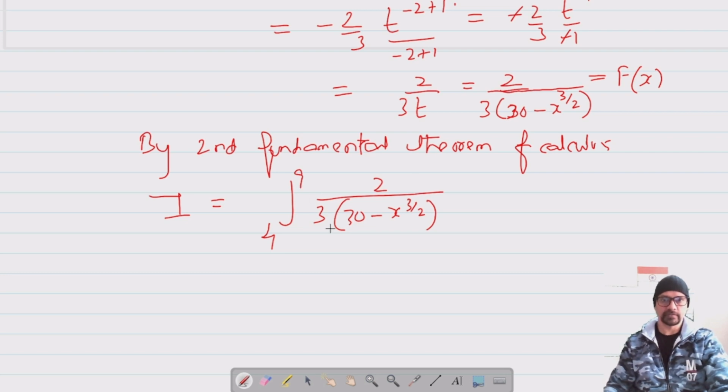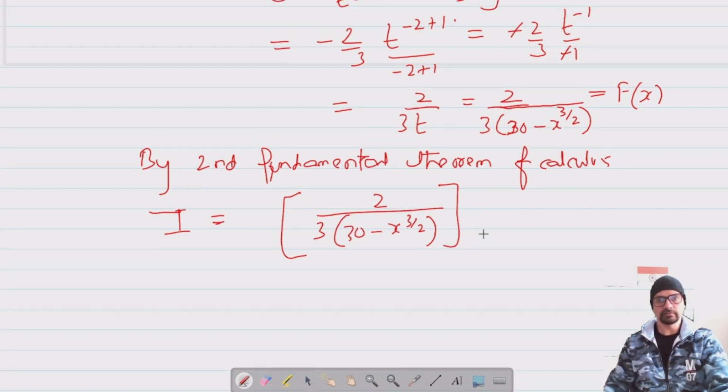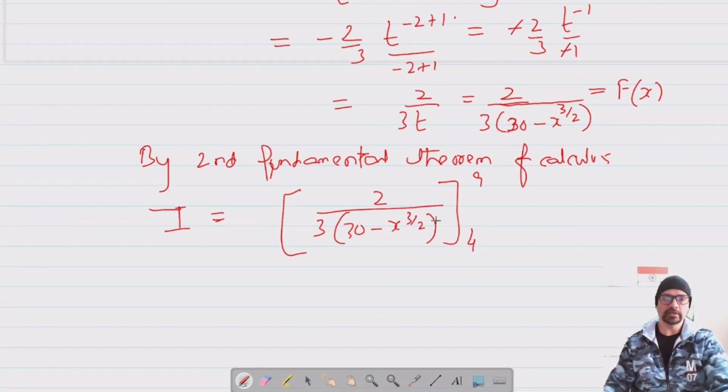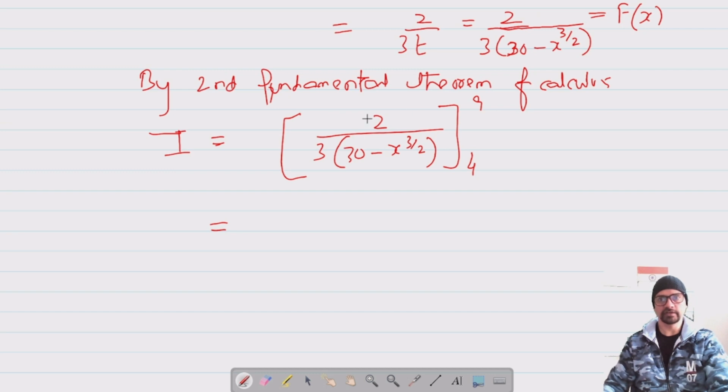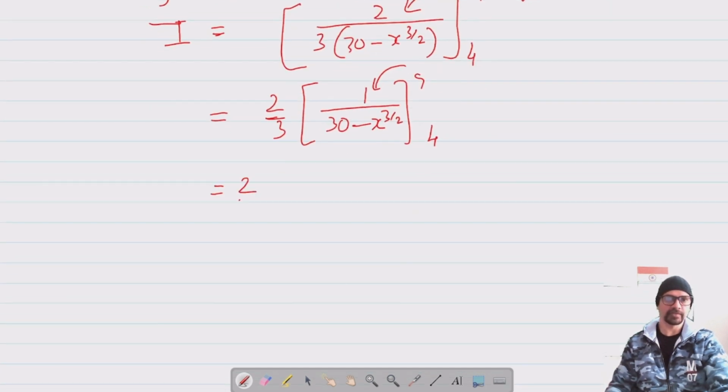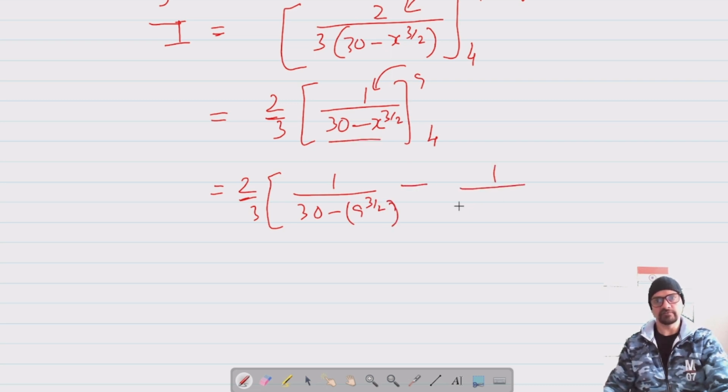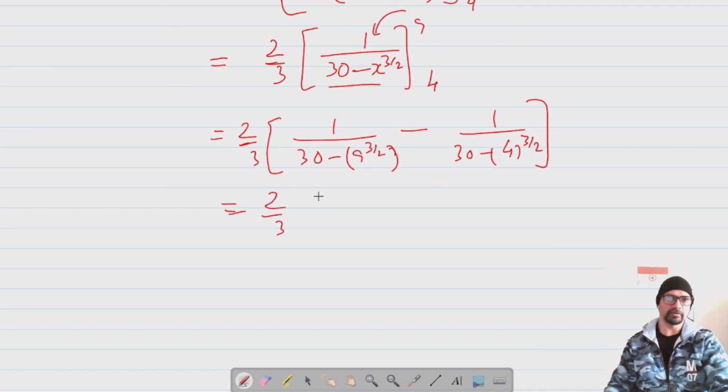Okay, now we will not put the integration here, we will put the bracket, because integration is done, and we have the limits 4 to 9. And how do we evaluate this function for these limits? So this is our function, 2 by 3 is common, so it's out. What is left is 1 upon 30 minus x raised power 3 by 2, from 4 to 9. So we will find the value of this function at 9, that is 1 upon 30 minus 9 raised power 3 by 2, and then subtract the value of this function at 4, that is 30 minus 4 raised power 3 by 2. So that is how the second fundamental theorem of calculus works.